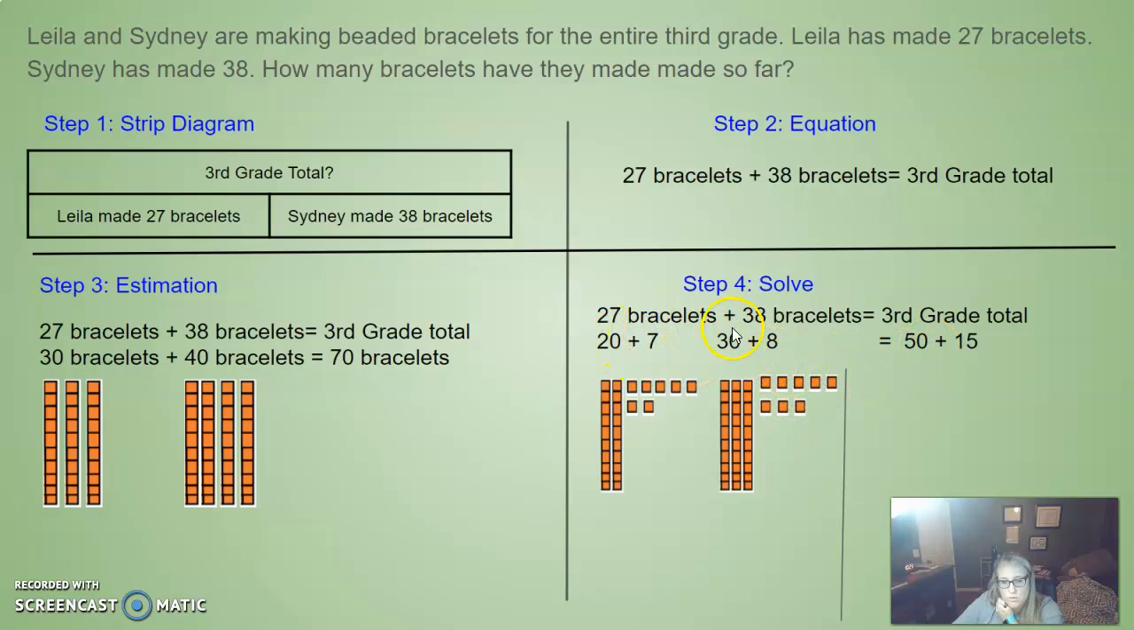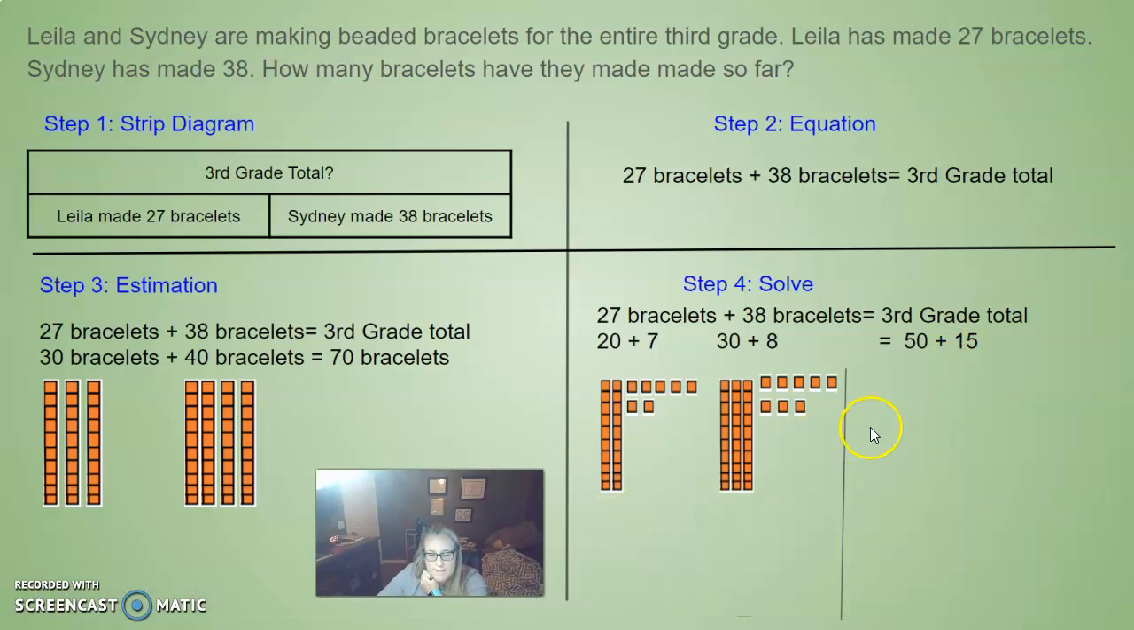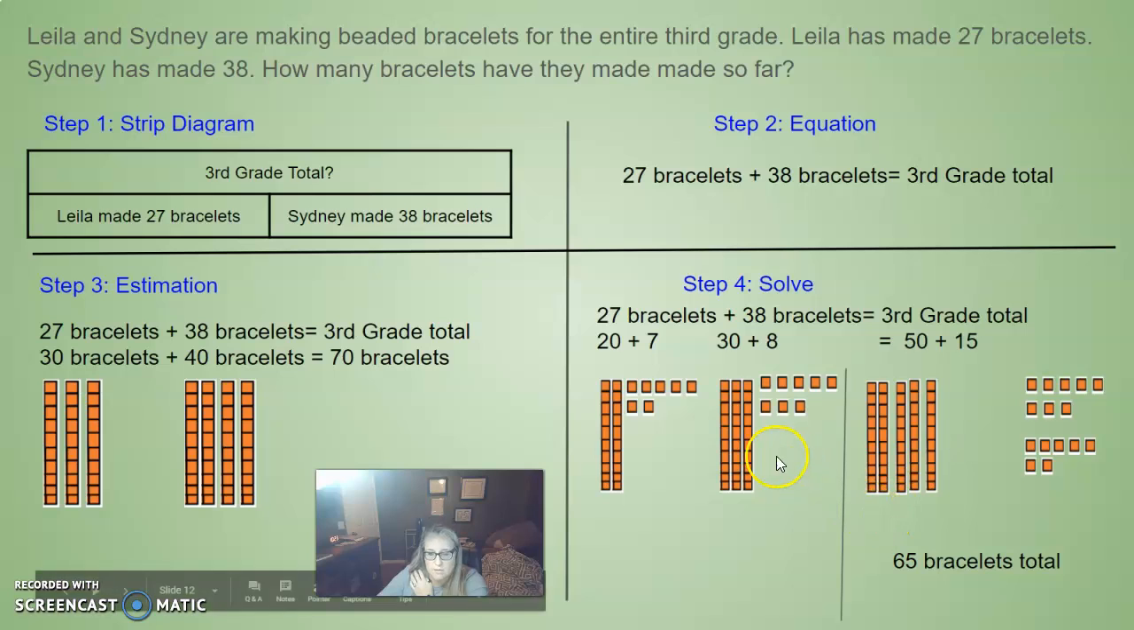Well, I know that 20 and 30 give me 50. And I know that 8 plus 7 is 15. And if I forgot, I can use my base 10 blocks to help me count until I get my actual total. Now I need to decide what my total is going to be. So I'm going to bring all of these parts and pieces together.